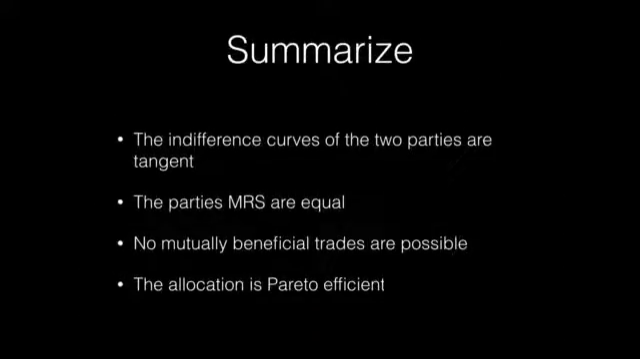So the indifference curves of the two parties are tangent. That gives us an allocation that maximizes utility. That means that the marginal rates of substitution are equal to one another. Also, that means that no mutually beneficial trades are possible, that once we get to one of these points, it's impossible for any trades to occur that make both parties better off. What will happen is one party will be made better off and one party will be made worse off. That means that the allocation itself is Pareto efficient.